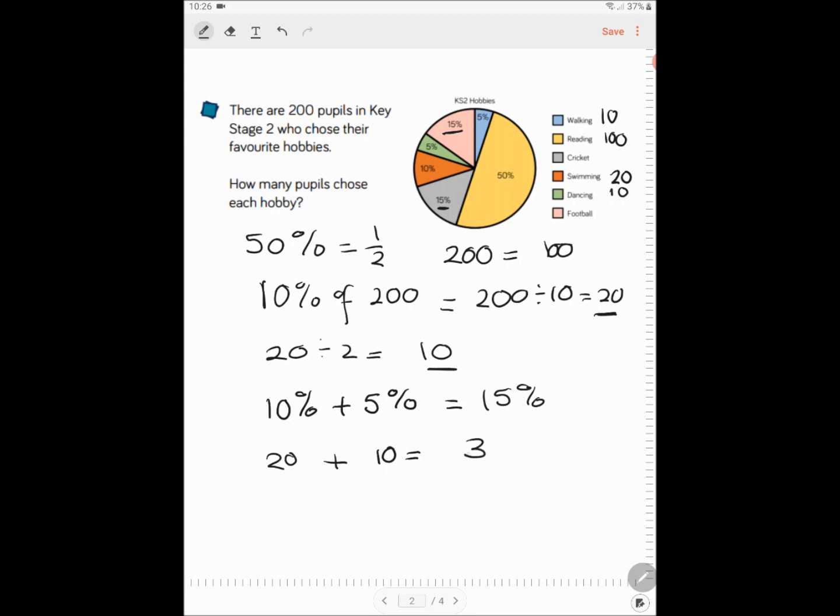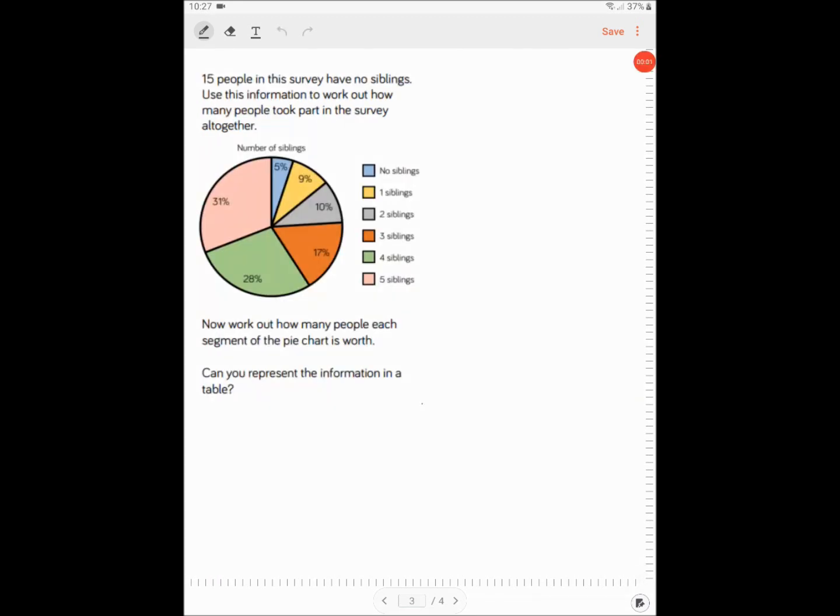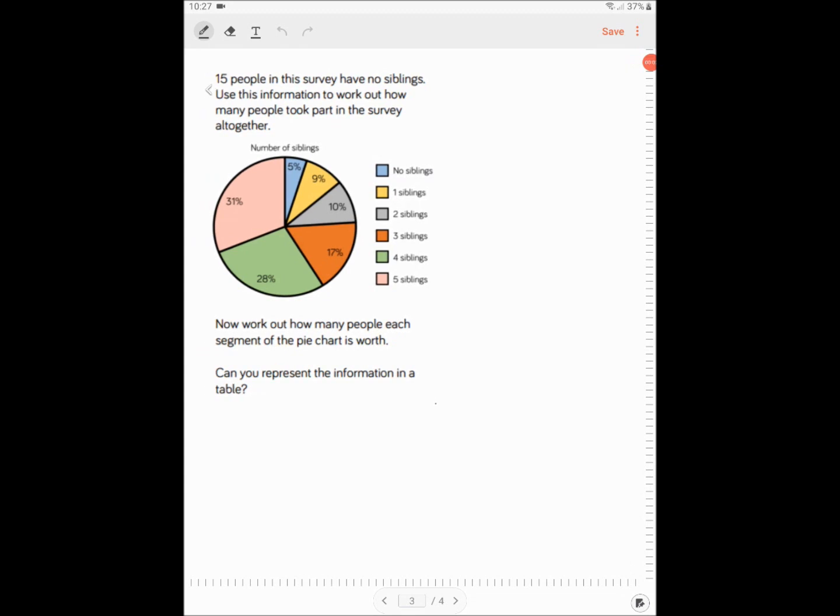would equal 30. Okay, so this particular question, you are only given a part of the total number. It says 15 people in this survey have no siblings. So we know that the blue section must equal 15 because that's what it's just told us. So this section here. Okay, that 5%. So 15 equals 5%.